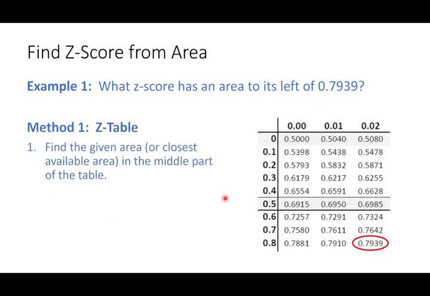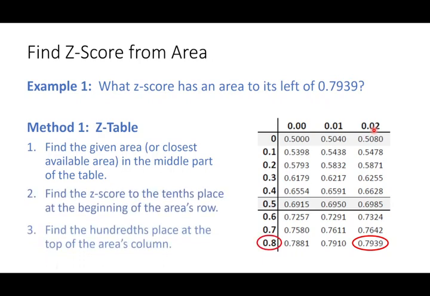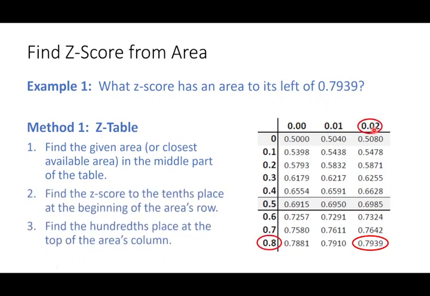The z-table makes this pretty easy if it's on it. So you're working backwards. So you would find your area to the left inside the table and then figure out the z-score was 0.82. And we're done. So 0.82 is the z-score.